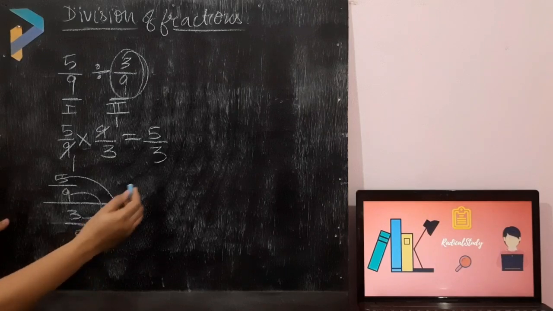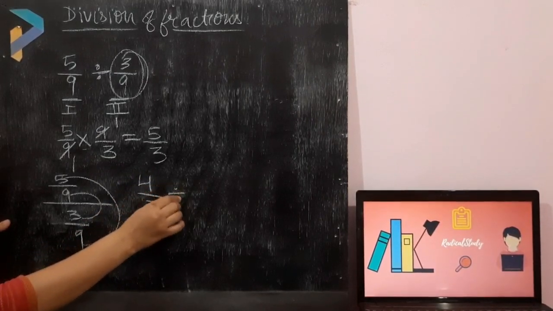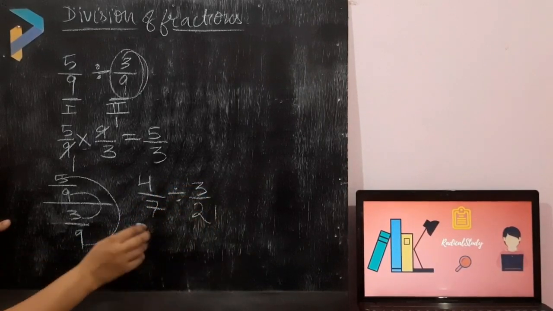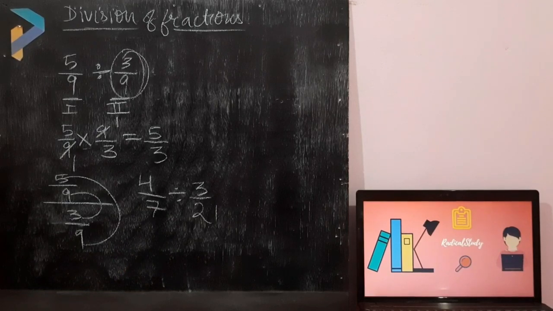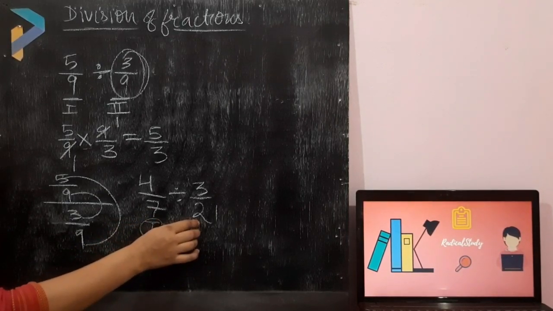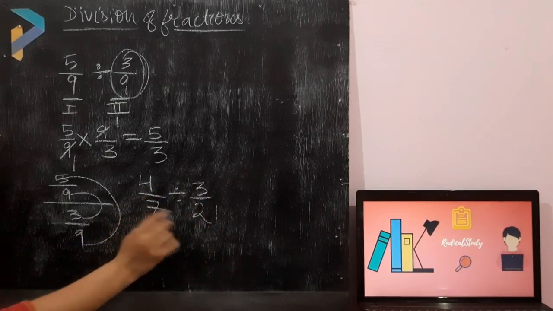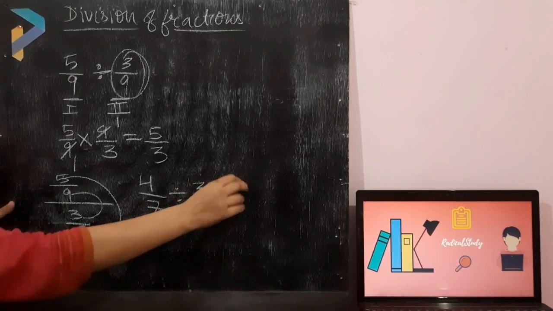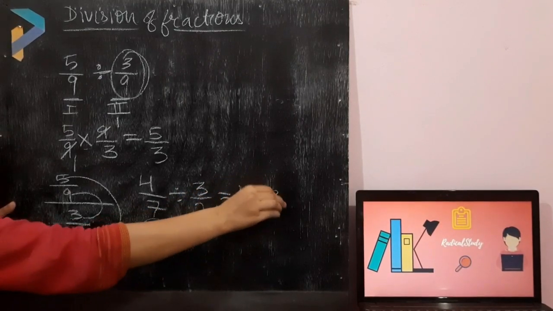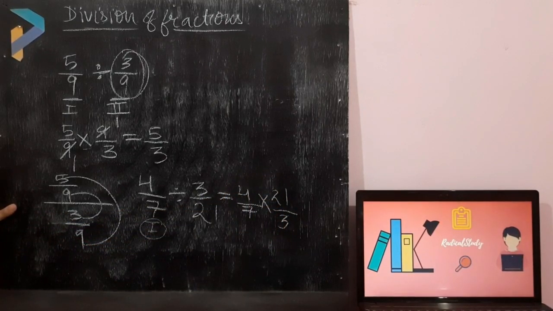Now I am going to take one more example for you. 4 upon 7 divided by 3 upon 21. So when we have to divide fractions, the first fraction remains unchanged, the second fraction we have to find the reciprocal of, and then we have to multiply the first and second. So as per the rule, it will be 4 upon 7 multiplied by 21 upon 3, as I have taken the reciprocal of the fraction.